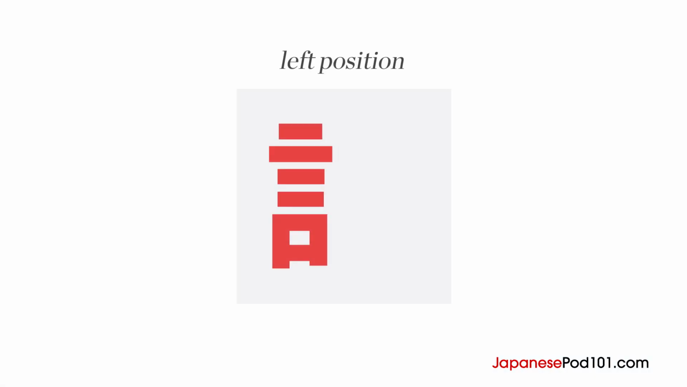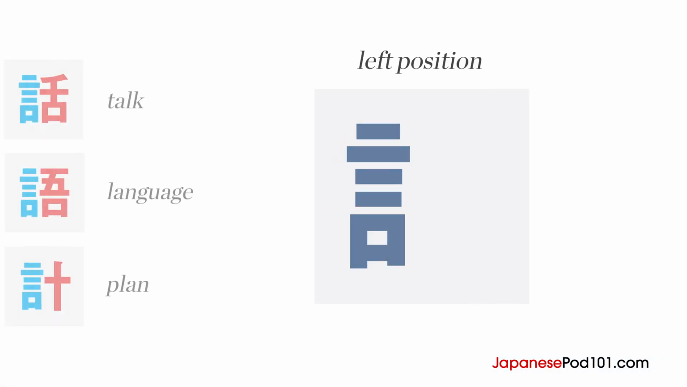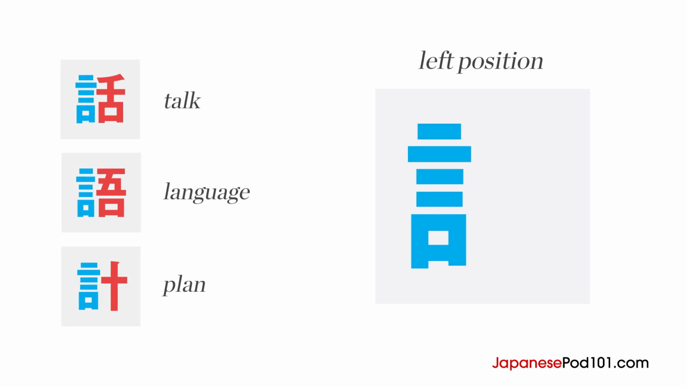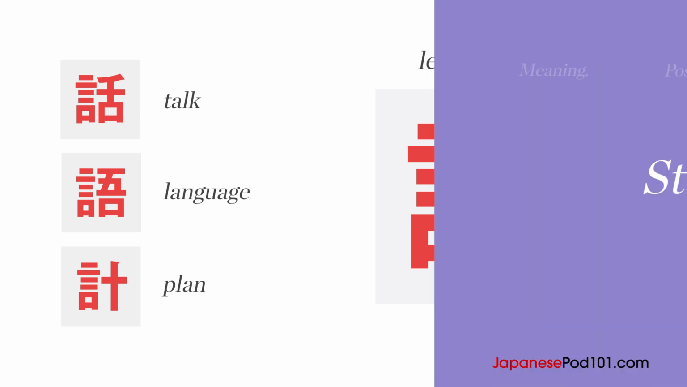The word radical will almost always be in the left position. As seen in the original examples for talk, language, and plan. Notice how the word radical is squished horizontally when it's in the left position. Okay, now let's learn how to write this radical.